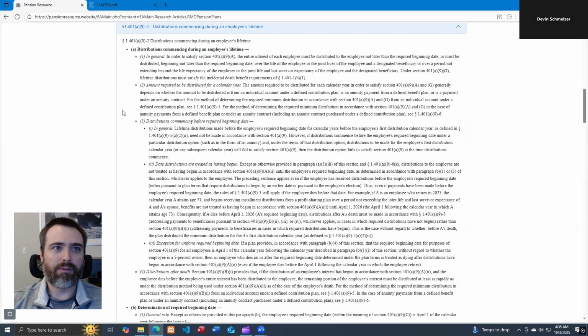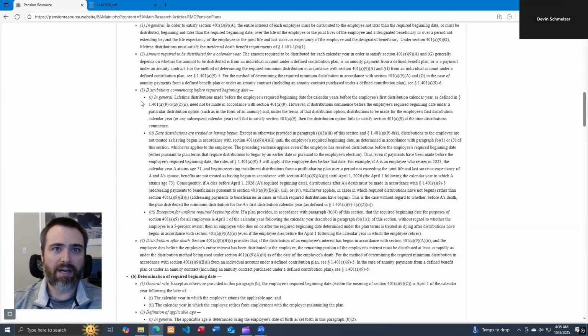A3 is for distributions commencing before the begin dates. Paragraph I says distributions that begin before the required begin date need not comply with 401(a)(9). However, once they are past the required begin date, then these restrictions apply. So if they've begun an annuity in a form of payment at age 70, and this form of payment continues until the required distribution dates, there might be an issue if that form of payment didn't comply with the 401(a)(9) minimum required distribution regulations.